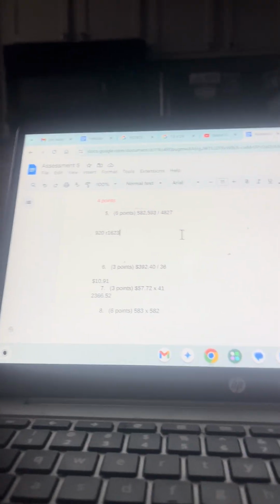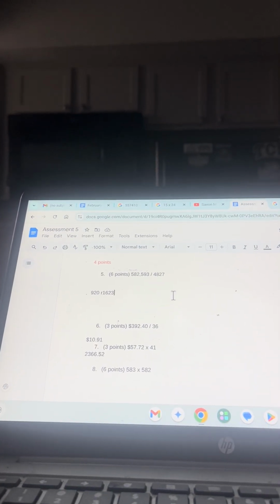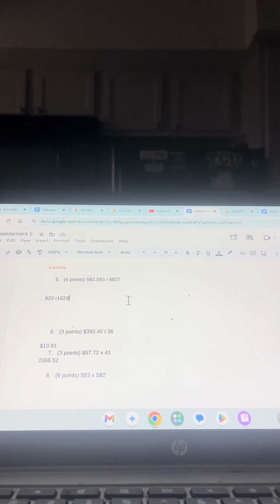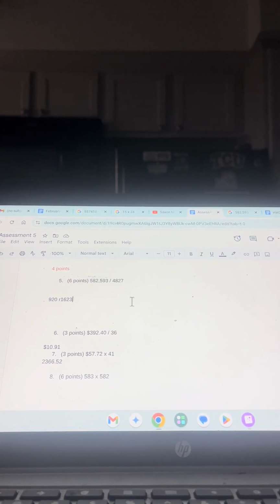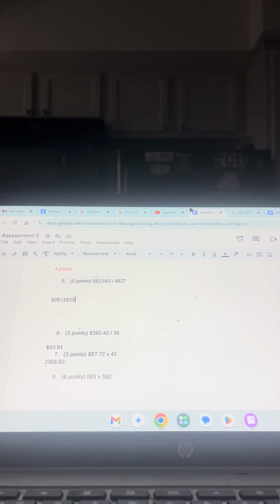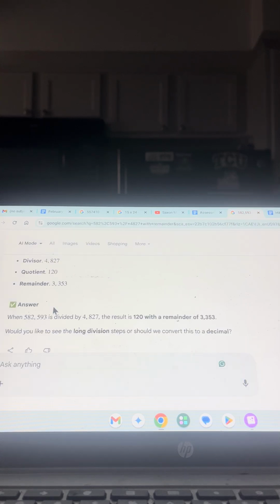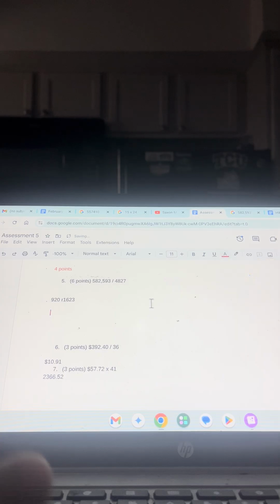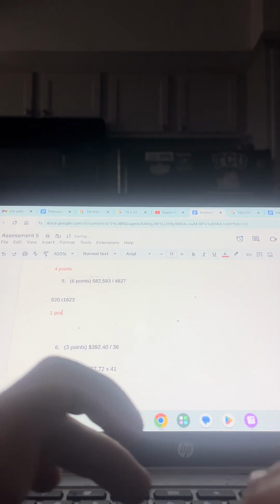And then it looks like you got 920 with a remainder of 1623. So you got this 20 part correct, it looks like, but you got the rest of the thing incorrect. So you didn't even get the first number correct, so you only get 1 point. But I'll give 1 point for that problem, because you did get the 20 part right.